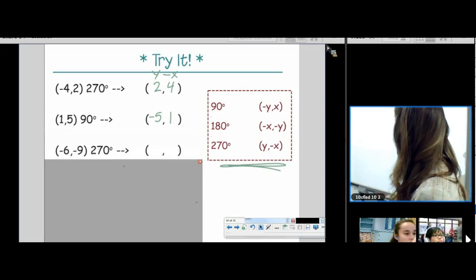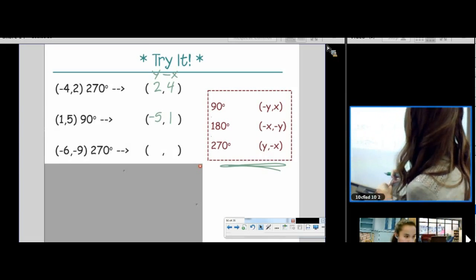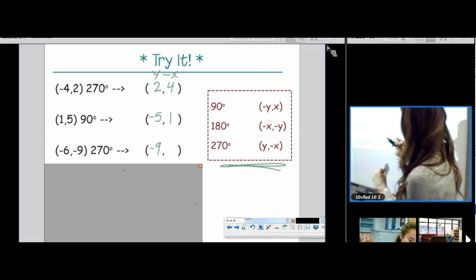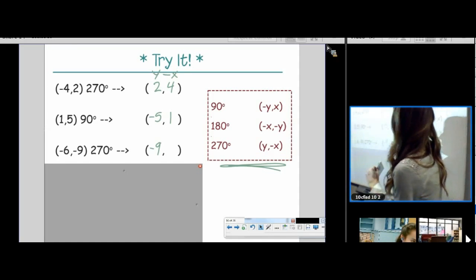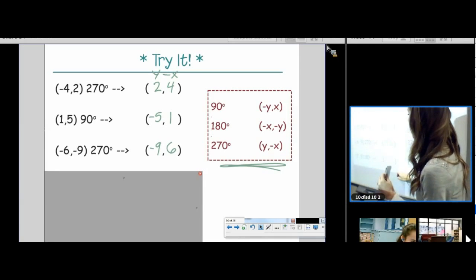Next one. Try it on your own first. Y'all are getting these all right. Y'all are awesome. 270 says take y and don't touch it. Take x and negate it. A -6 is a +6. Last one.